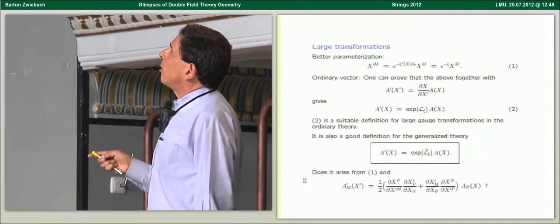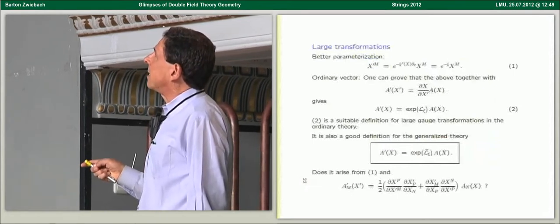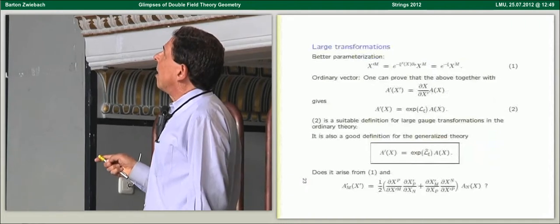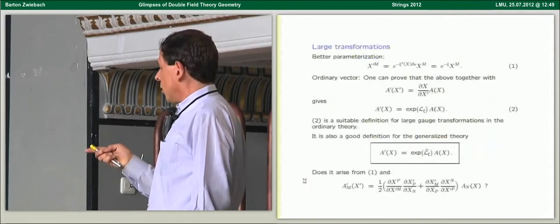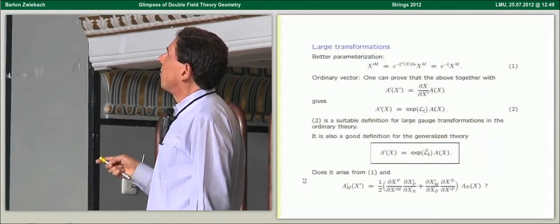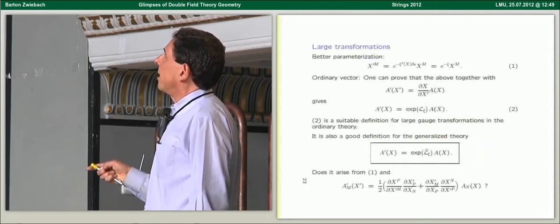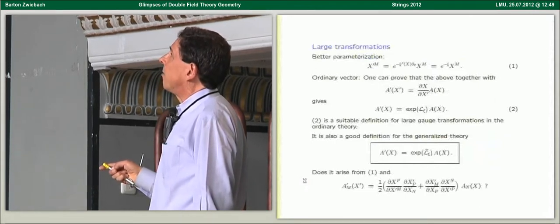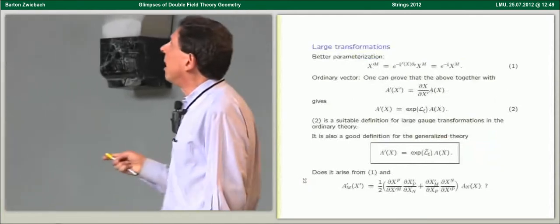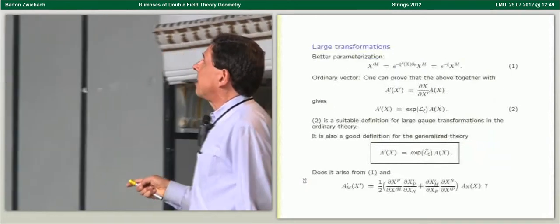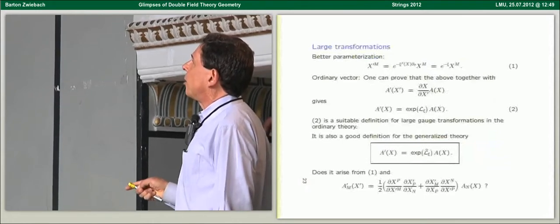Another way of thinking of large gauge transformations is through exponentials of Lie derivatives. In fact, if you parameterize coordinate transformations with the parameter xi acting in the exponential like this, you can prove that the usual transformation of a gauge field is that when you think the passive way, in which the coordinates are not transformed, you just exponentiate the Lie derivative action. This is a good definition of a large gauge transformation, and we could use it for the generalized theory. And we could ask, well, maybe you should have defined the large gauge transformation this way.